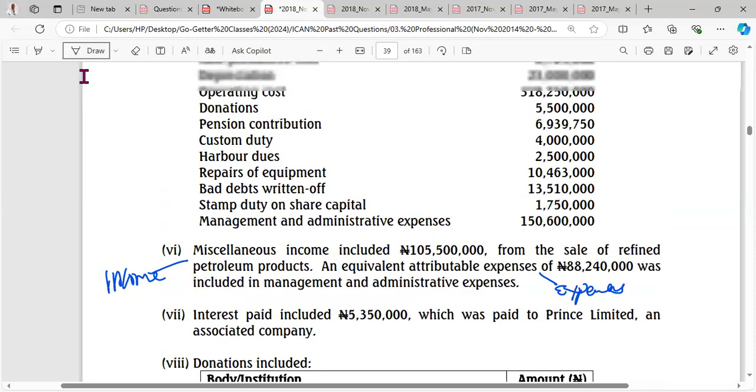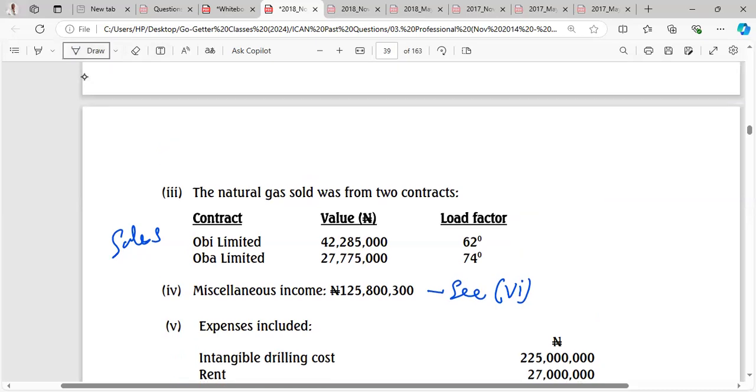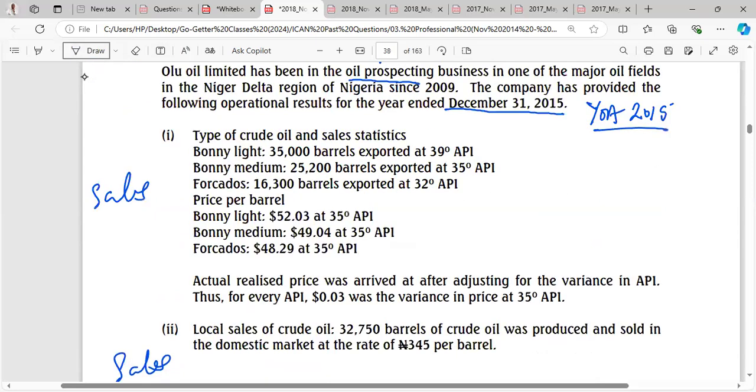So what I will just do now, I will go to miscellaneous income and I will say C6 because I will need to do something here so that I will not miss the point. Now I'm looking at crude oil. I will start with this is type of crude oil and sales, and all of this is export sales.